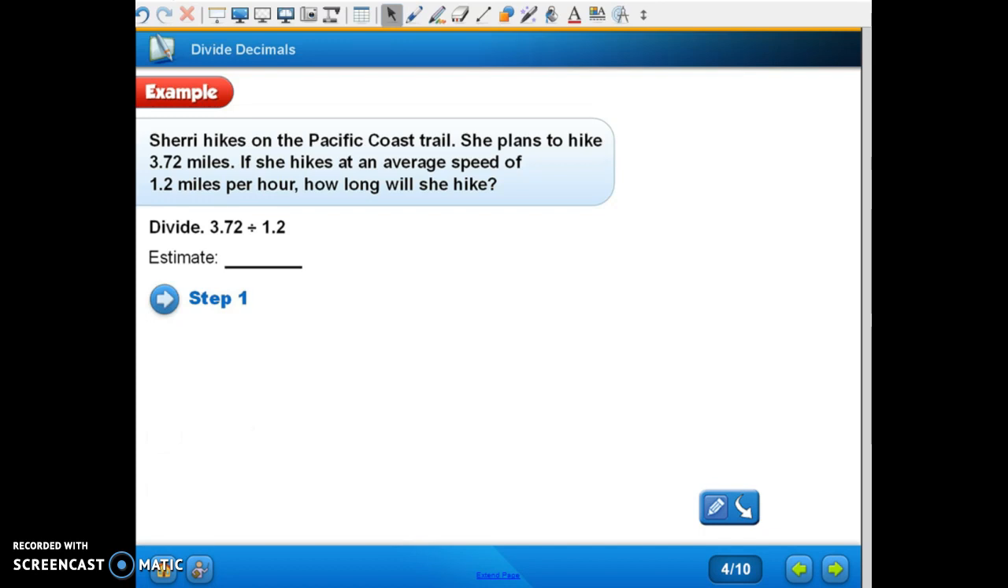Okay, we're going to estimate. What can we round 3 7/72? What's the nearest whole number? 4. Okay. And what is the nearest whole number to that? 1. So I have 4 divided by 1, which equals 4. So our answer should come out, how long will she hike? To about 4.